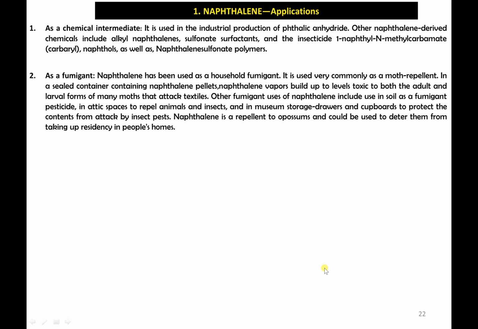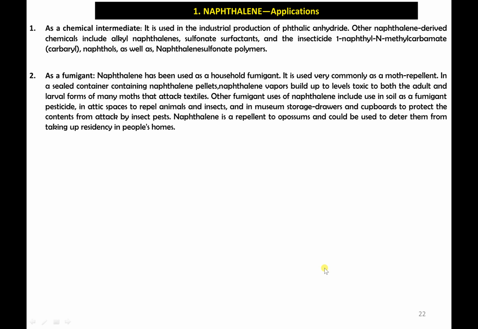household use as a moth repellent, and naphthalene pellets are very commonly used, and their vapors create a toxic level to the larvae of many moths which attack textiles. It is also used as a fumigant in soil, as a pesticide, and in attic spaces to repel animals and insects, and particularly in museums it finds a lot of importance. Storage drawers and cupboards use it to protect the contents from attack by insect pests.